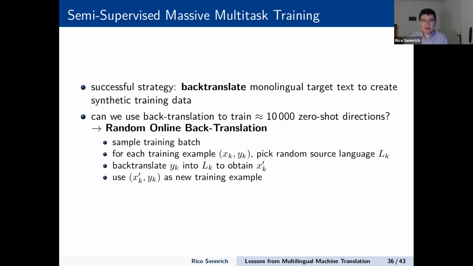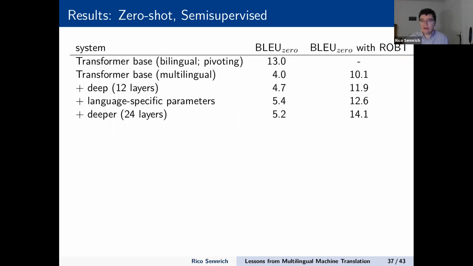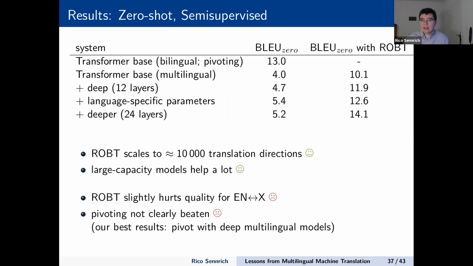So every time we get a training batch, for each sentence that we have, we pick a random source language that we want to train from, and then we translate it automatically using the same system into that language, and then we get a new training example. The source sentence might be a bit noisy, but that's okay. It might still be good enough for us to learn something useful. And if you look at the results, you actually find that yes, this is true. It does scale well into these 10,000 directions.